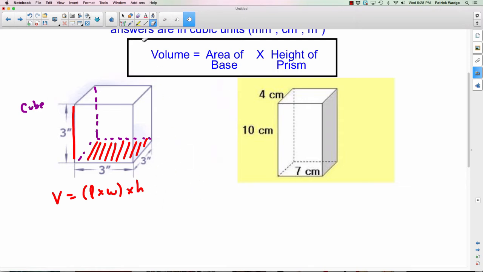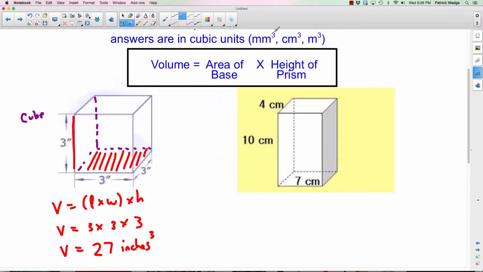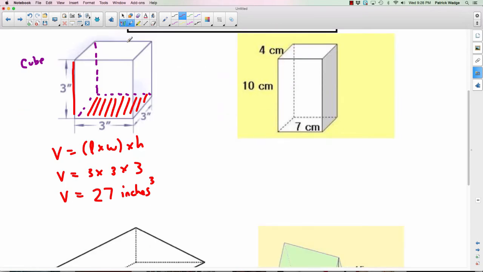So why don't I just leave that right in here? What you're going to do is go length times width times height. The length is 3, the width is 3, the height is 3. 3 times 3 is 9, times another 3 is 27. And as I said, those tick marks are inches. So it's 27 inches cubed. Remember, all our units, as I wrote up here, are cubed when you do volume questions. So that is your first answer right there.